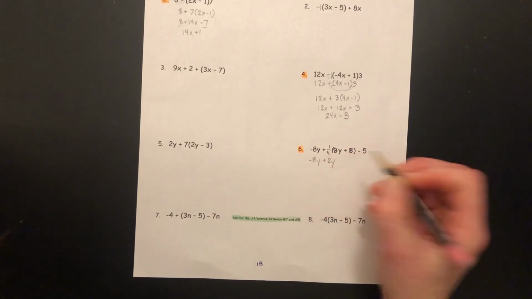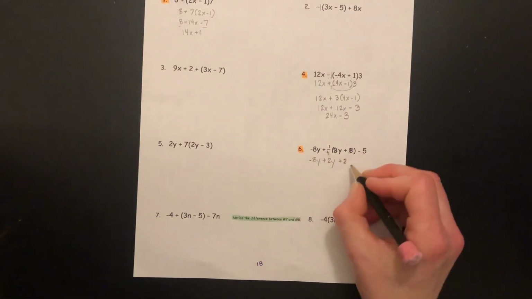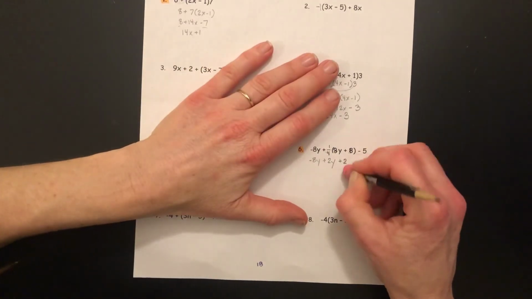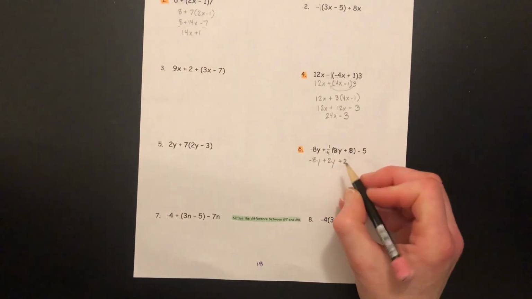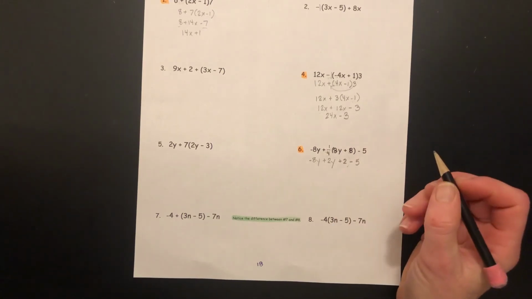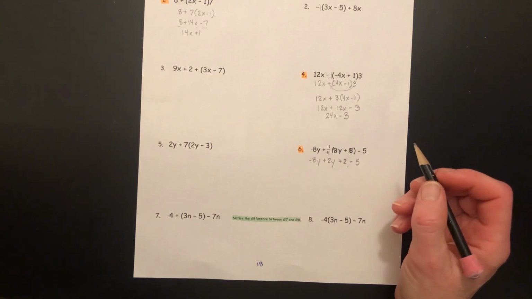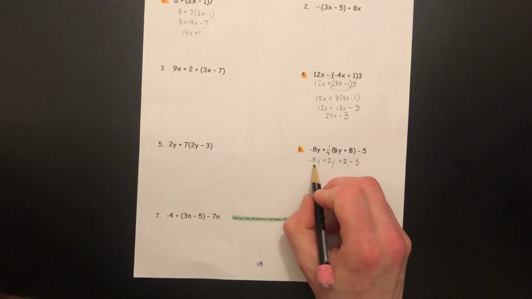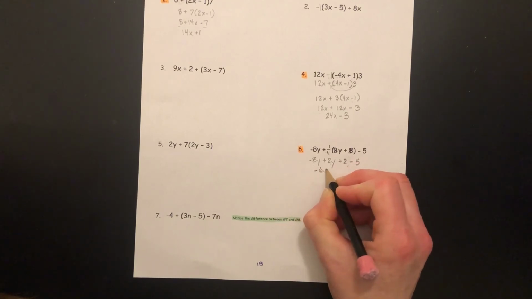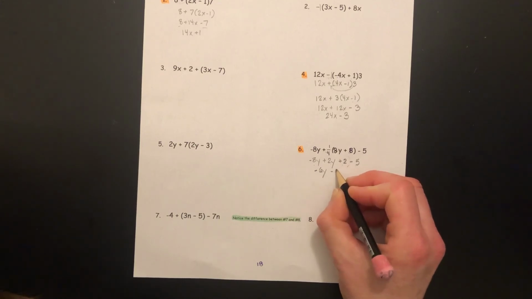1/4 of 8, we already determined that 1/4 of 8 is 2, both positive. Oops, I don't need to do that. Habit. And now, minus 5. We can combine our like terms. We've got 2 different terms. We'll do the variable term first. -8y plus 2y, that's -6y. Plus 2 minus 5 is minus 3.